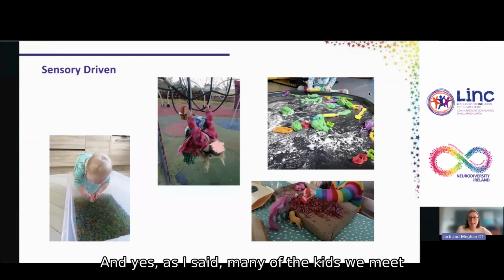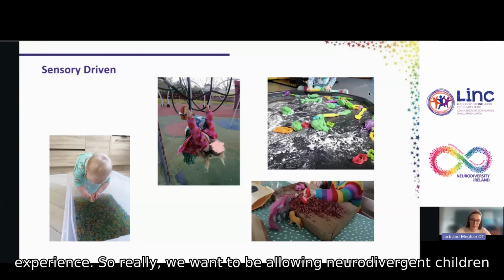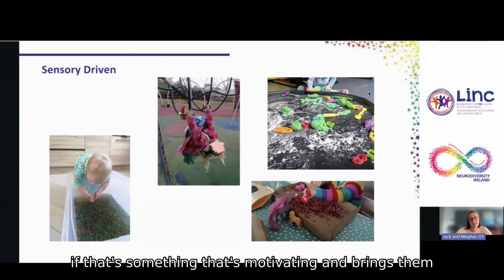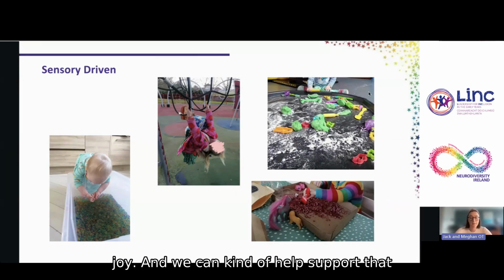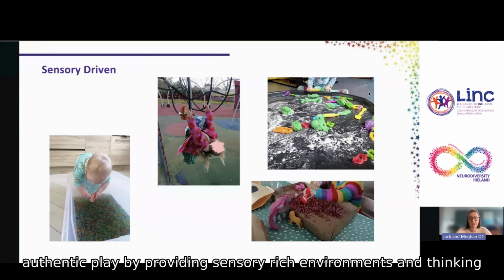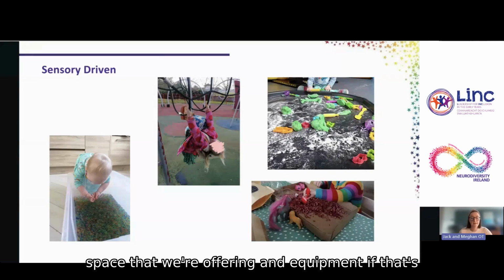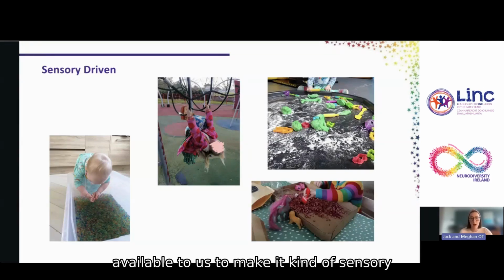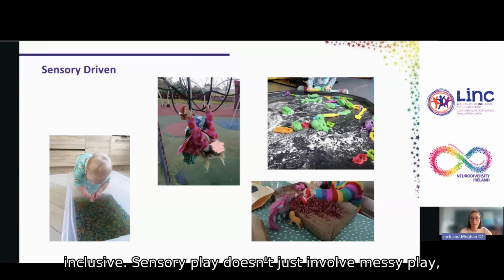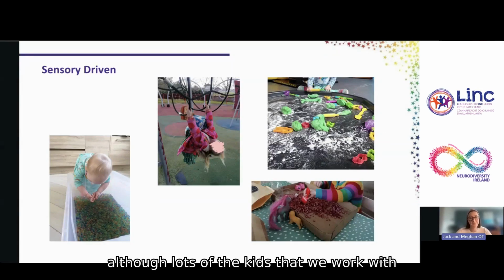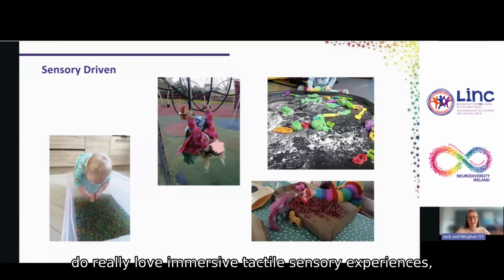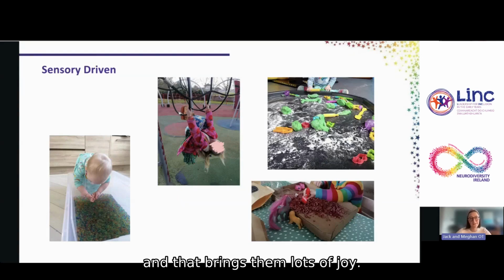So as I said, many of the kids we meet seek play opportunities with strong sensory components, or that center the sensory experience. So really we want to be allowing neurodivergent children to explore their senses if that's something that's motivating and brings them joy. And we can help support that authentic play by providing sensory rich environments and thinking about the toys and space and equipment, if that's available to us, to make it sensory inclusive. And I suppose sensory play doesn't just involve messy play, although lots of the kids that we work with do really love immersive, tactile sensory experiences, and that brings them lots of joy.